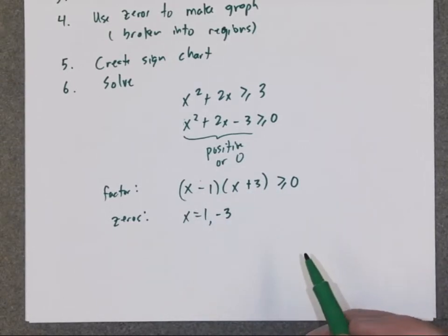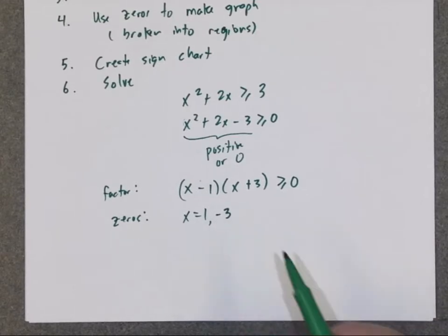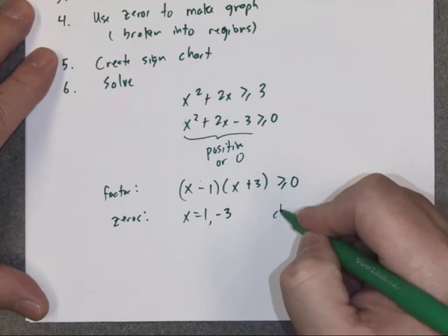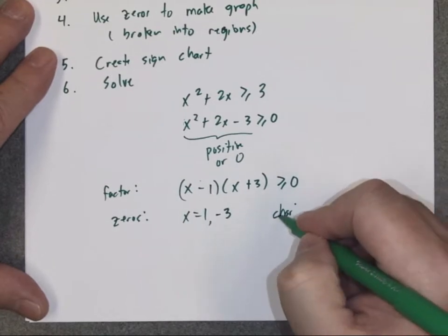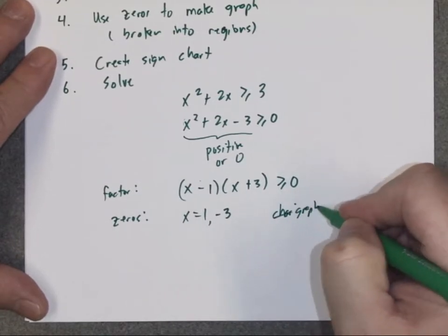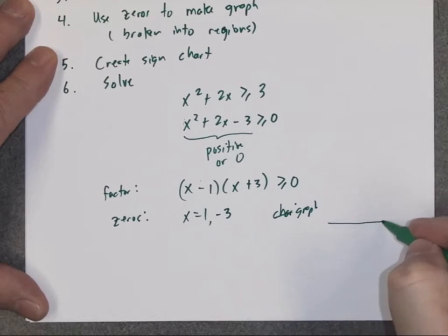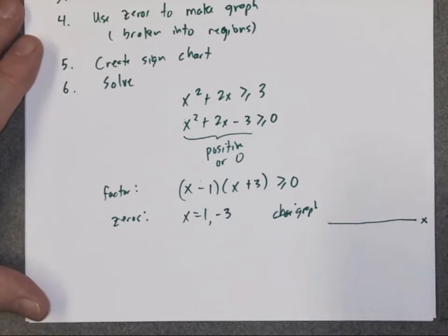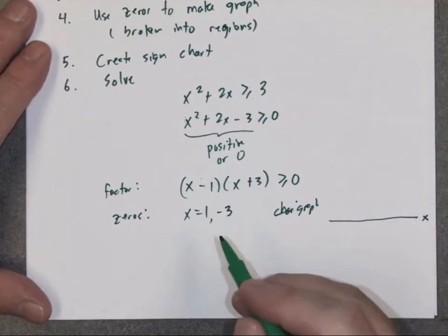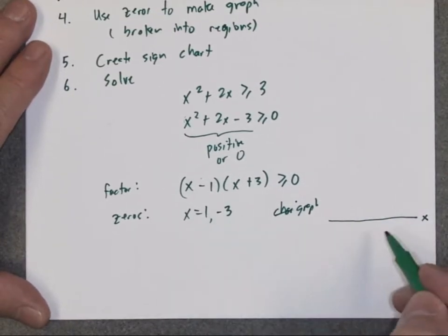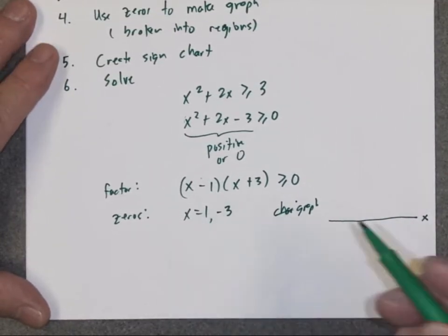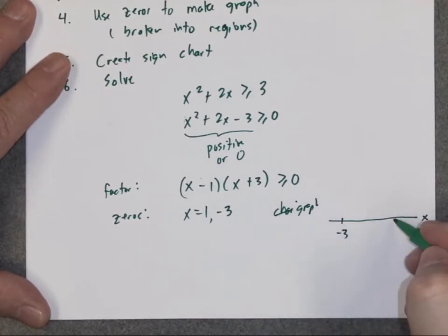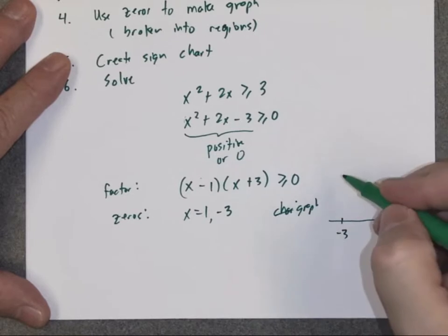Now what I'm going to do is, over here, I'm going to start my, like a chart or a graph. I guess I'll call it a graph, although really all I care about is x. I don't care about y so much. On this, it's almost like a number line. Mark these points. So I'll say right here is -3, and right here is 1.